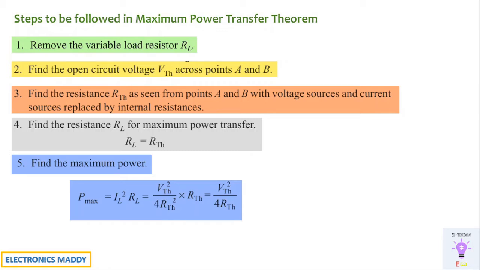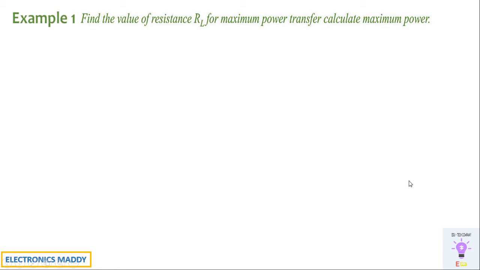Once these steps are clear, we will be starting off with three problems. First up, we'll be looking at a simple problem. So let's start off with the problem. This is the circuit representation of a Thevenin's equivalent circuit with a load resistor RL. So let's start off with our first problem.